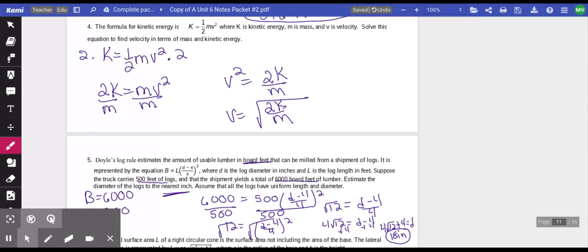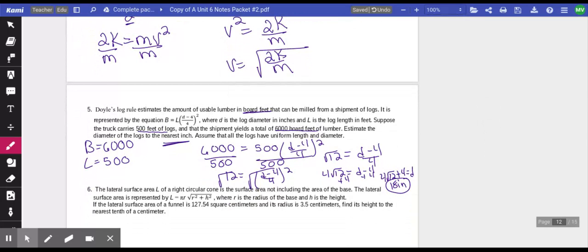Okay, so for number 4, I start off with my equation K equals 1/2 mv squared, and I want to get V by itself. So first I'm going to eliminate the 1/2, and I do that by multiplying both sides by 2. So that gives me 2k equals mv squared. I divide both sides by m. So now I have v squared equals 2k over m. The opposite of squaring is take square root. So V equals the square root of 2K over M.